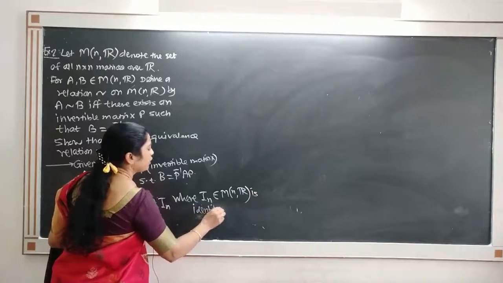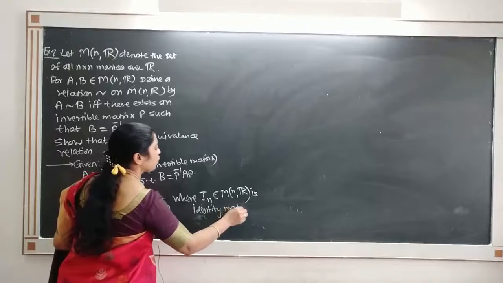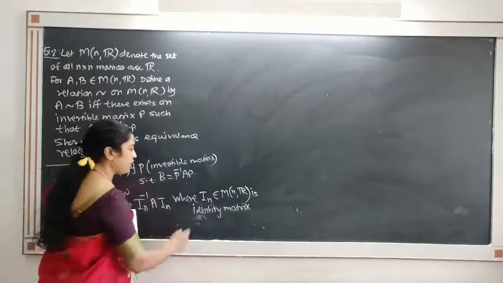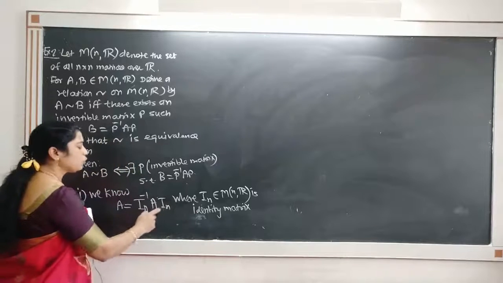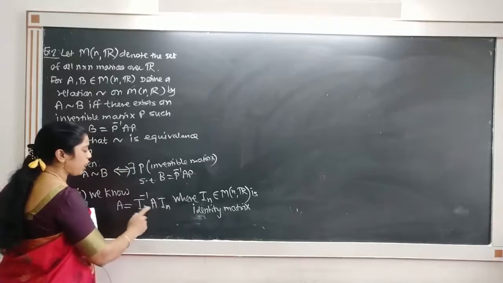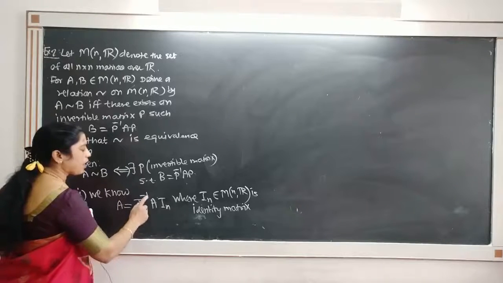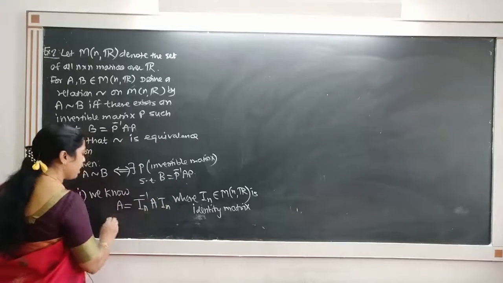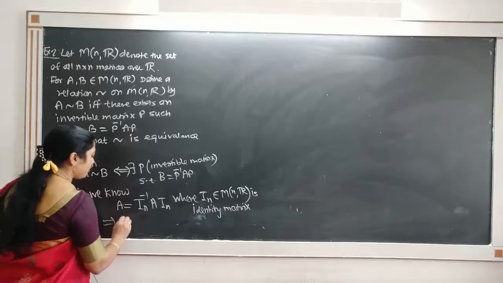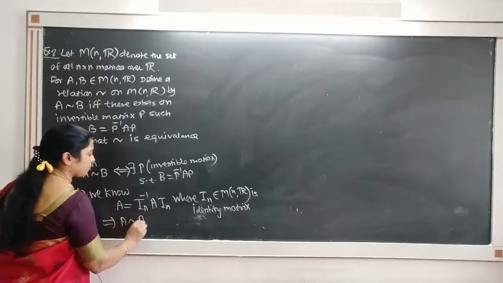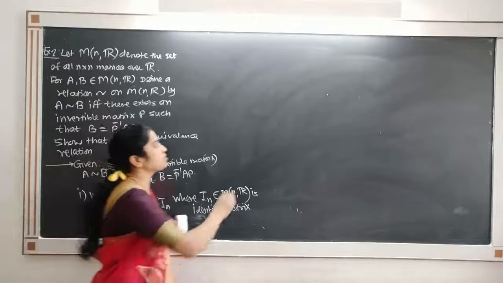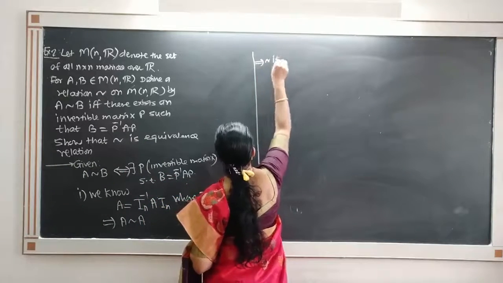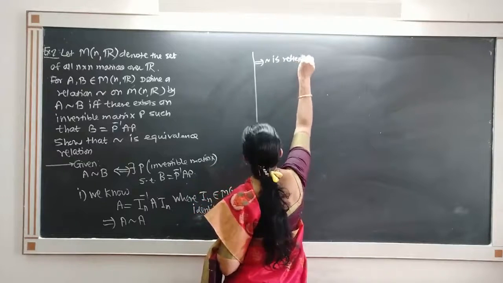And every identity matrix is always invertible because its determinant is 1, not equal to 0. So this is an identity matrix, and if you do this product, it is always equal to A itself. A is equal to In inverse A In. So P is here replaced by In, which implies that A is related with A. And because the element is related with itself, this implies that the relation is reflexive.